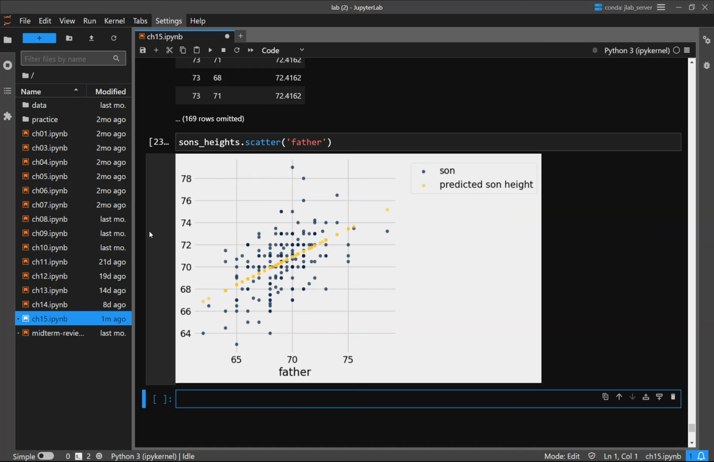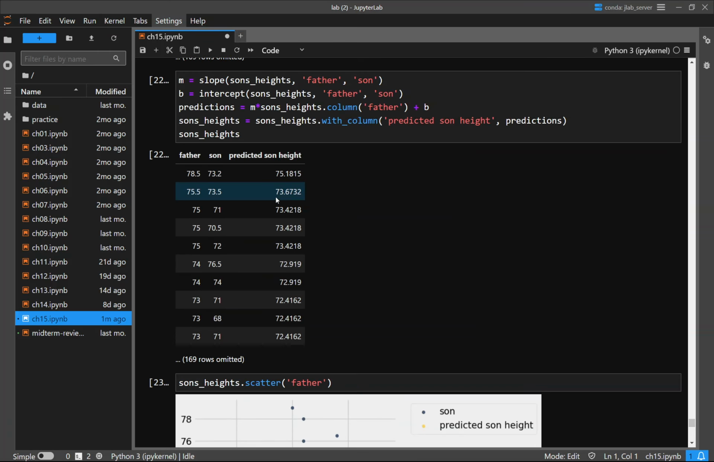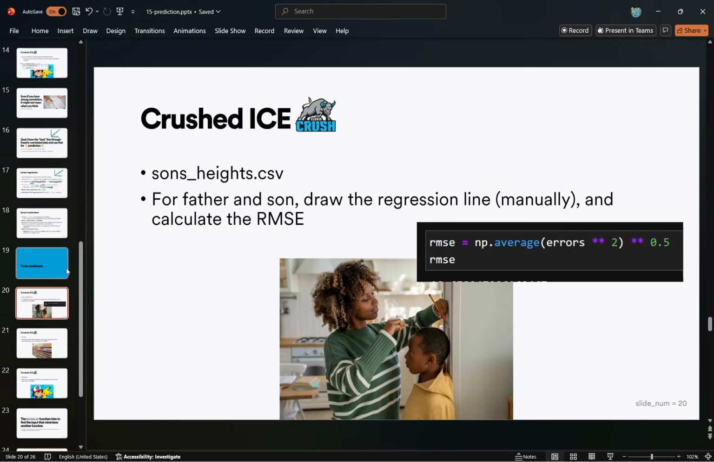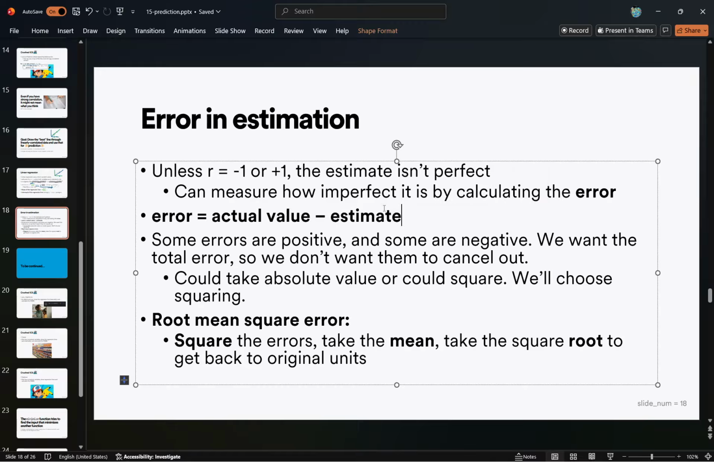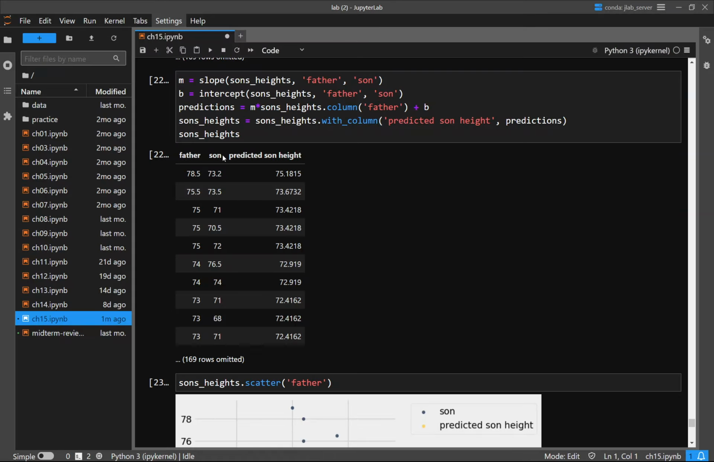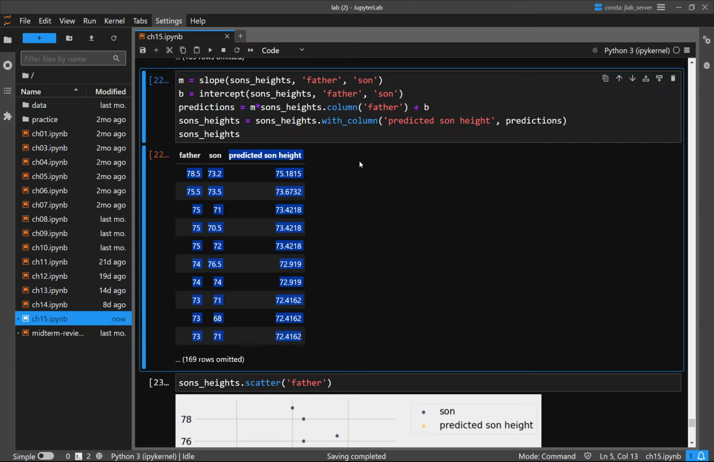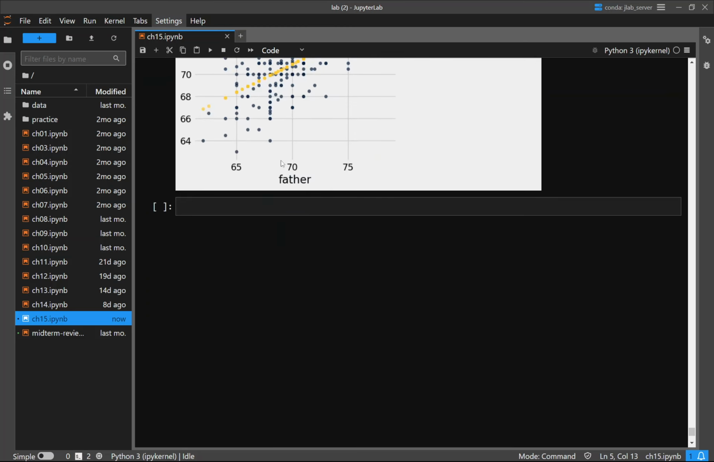It's obviously not perfect still, so we now want to calculate the error. How far off is it on average? Root mean squared error. Are we ready for that? Does this part make sense? All right, so for the root mean squared error, it's going to be actual minus predicted. Actual minus our estimate. So take this son column, subtract the predicted son height column. That's what we want here. So those are our errors.